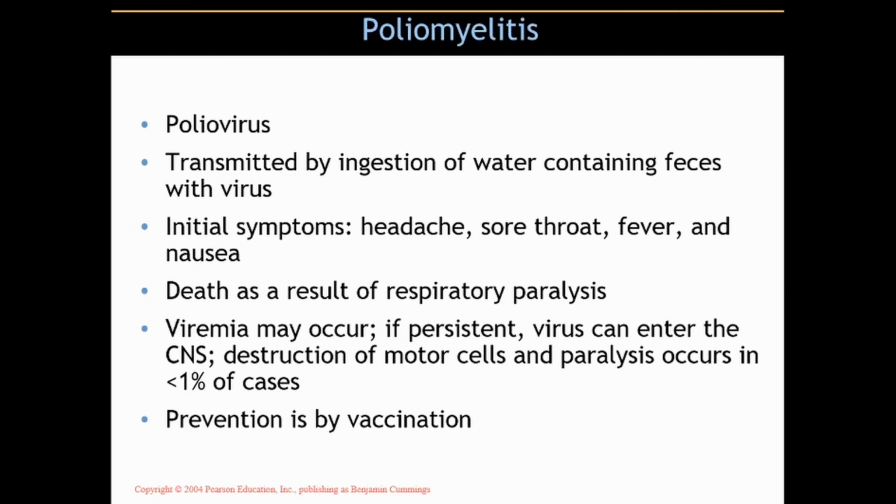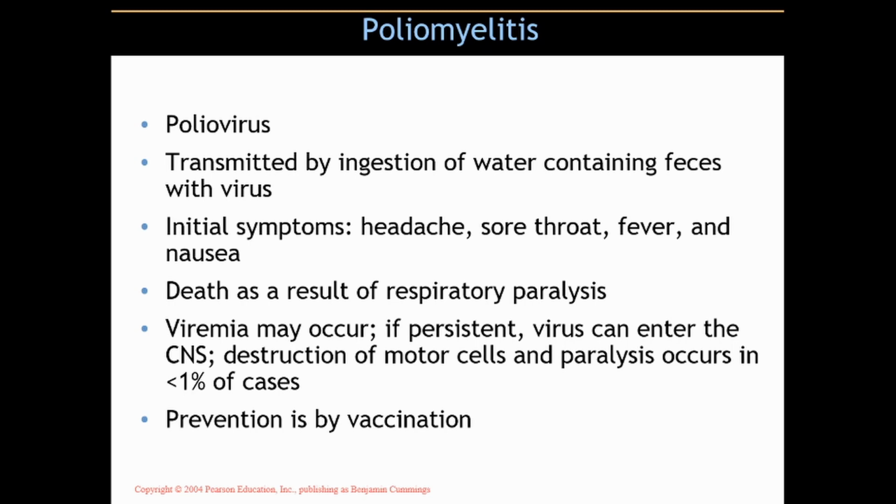Polio, or poliomyelitis. We often just shorten it to polio, but the full name gives you what's going on here. Poliomyelitis. It's causing inflammation of the myelin sheath around the nerves. It's transmitted by ingestion of water containing feces with virus. So this is transmitted via what's called the fecal-oral cycle, where the feces gets into the water supply and then people consume the water with the infected feces, containing the virus inside it.